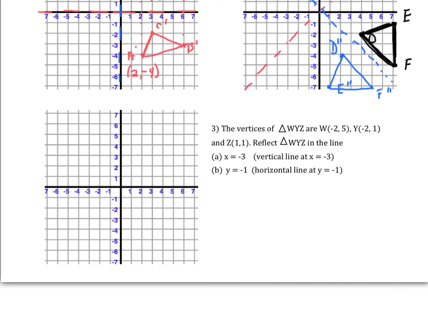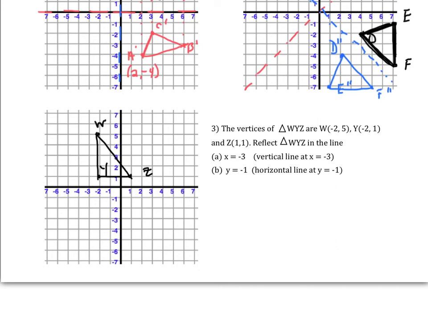Okay, for our last example, we want to start by graphing the points for triangle WYZ. So W is at -2, 5. Y is at -2, 1. And Z is at the point 1, 1. So plot those points and turn them into a triangle. Okay, the first thing we are asked to do is to reflect this triangle in the line x equals -3.